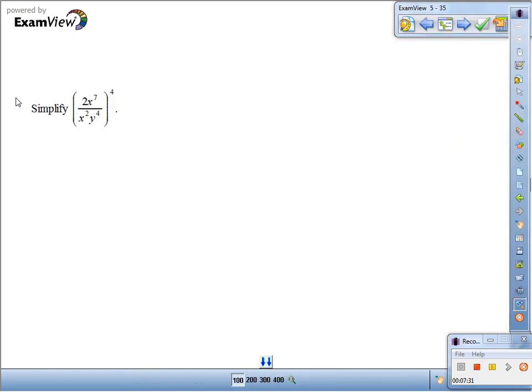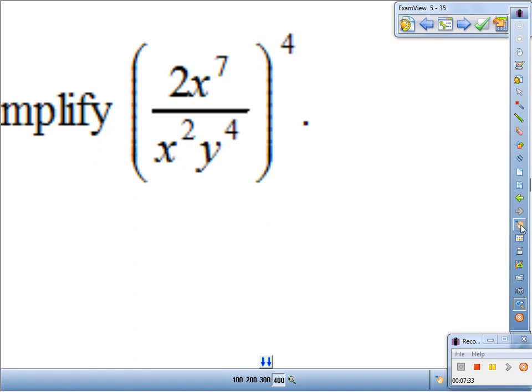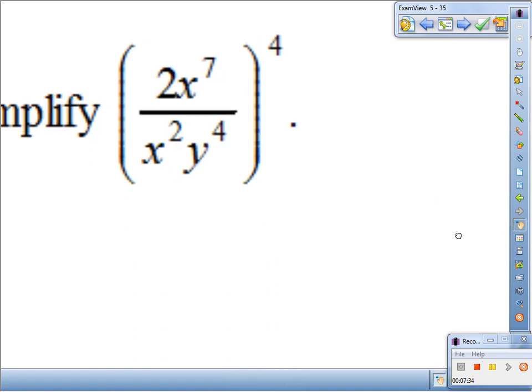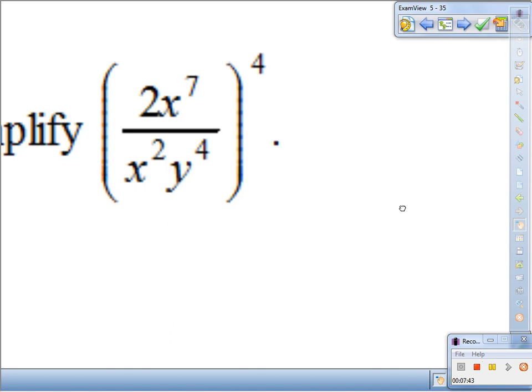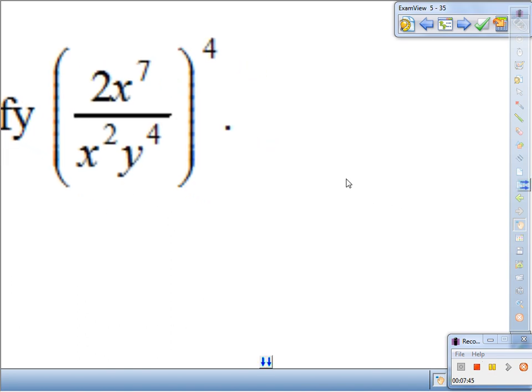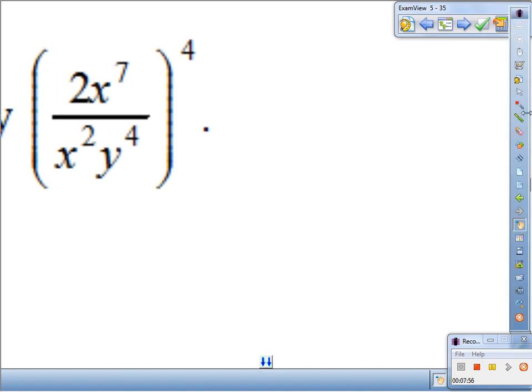Let me zoom in. Simplify. Oh, my bad. Yeah, we're on number 5. Sorry. Simplify. Parentheses 2x to the 7 over x squared y to the 4th, and all that to the 4th power. What is the first thing we do? Anything without an exponent, we put a what? 1, so that we don't forget to distribute to that number. Okay? Here we go. Distribute.